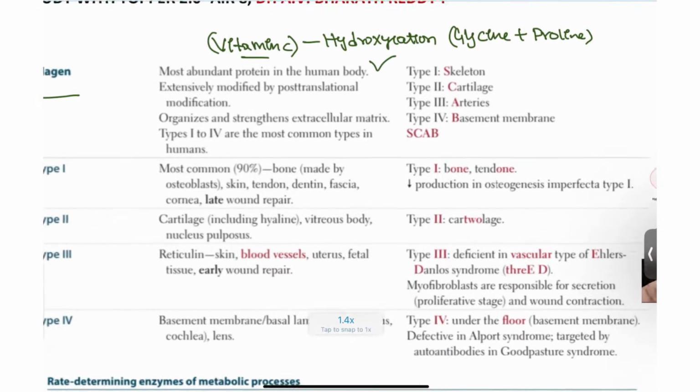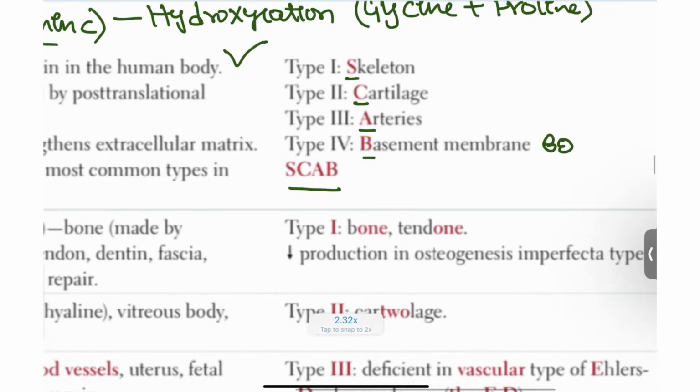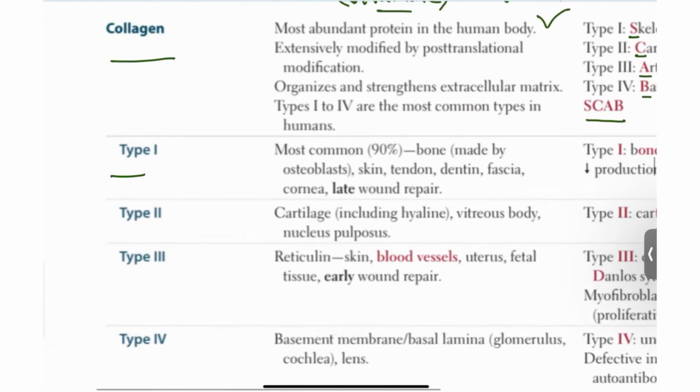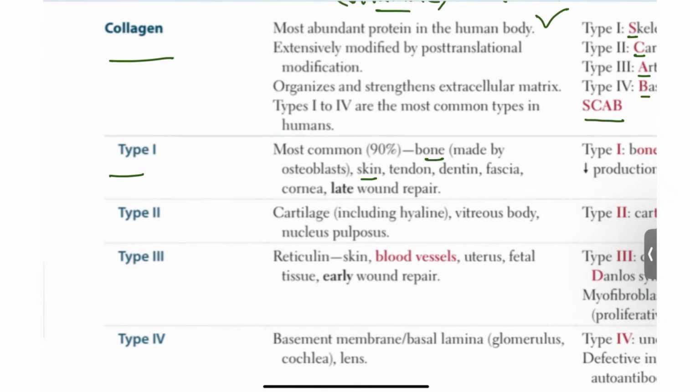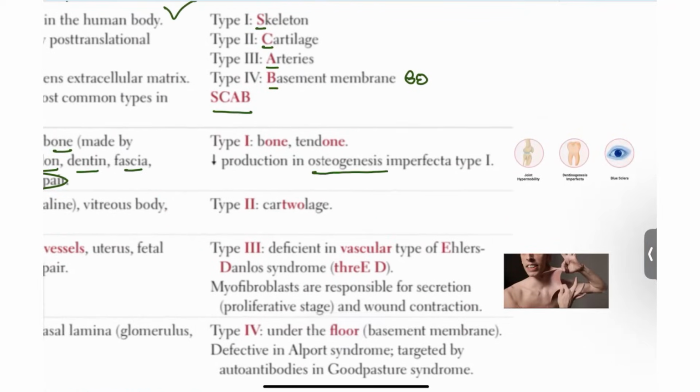Next, there are four types. Remember with the mnemonic CAP. Type 1 is seen in the skeleton, type 2 is seen in the cartilage, type 3 is seen in the arteries, and type 4, the fourth one, is seen in the basement membrane of the kidney. Right? Type 1 is the most common, seen in the bone along with the skin, tendons, dentine and fascia. After wound repair, after an injury, type 1 will be preceded by type 3. Early on you are going to see type 3, but this will be replaced by type 1 collagen. And if it is deficient, it will be seen as osteogenesis imperfecta.